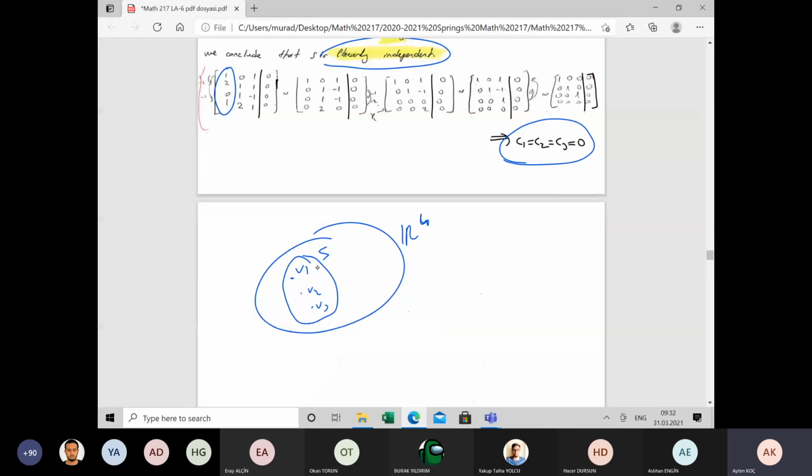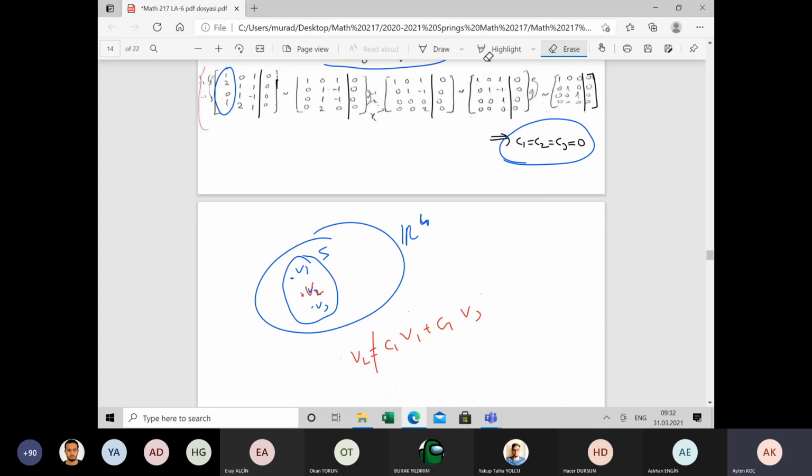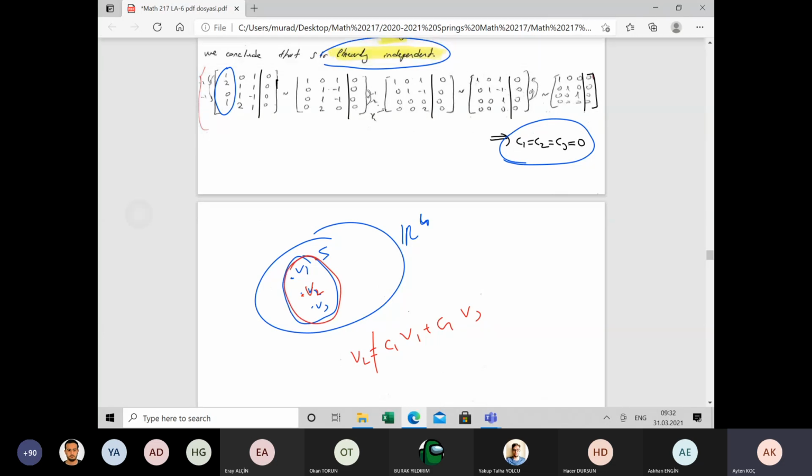Each vector in S, for example choose V2: it is not possible to generate V2 using V1 and V3. It is not possible, because for linearly independent vectors, if you choose one of them, by using the other vectors it is not possible to generate this vector. So S is a linearly independent set. Any question here?